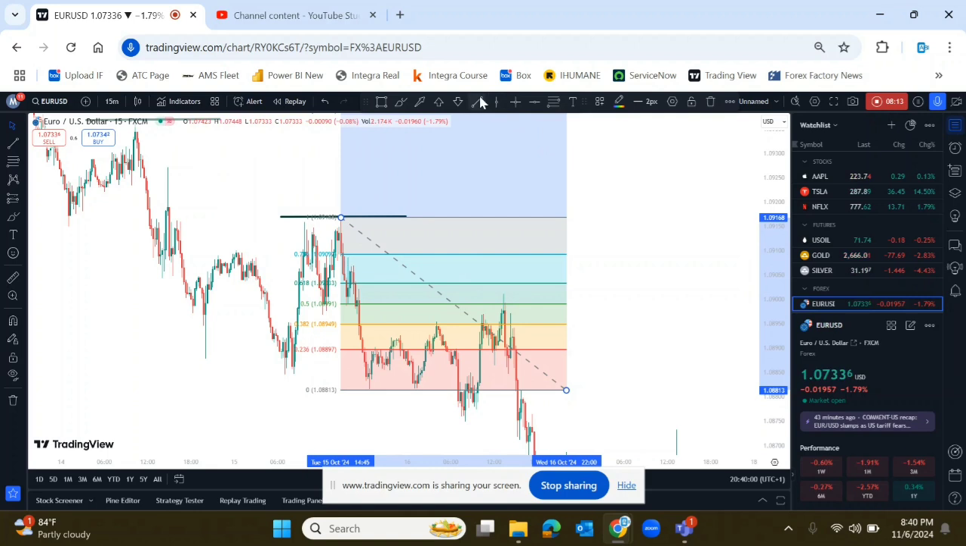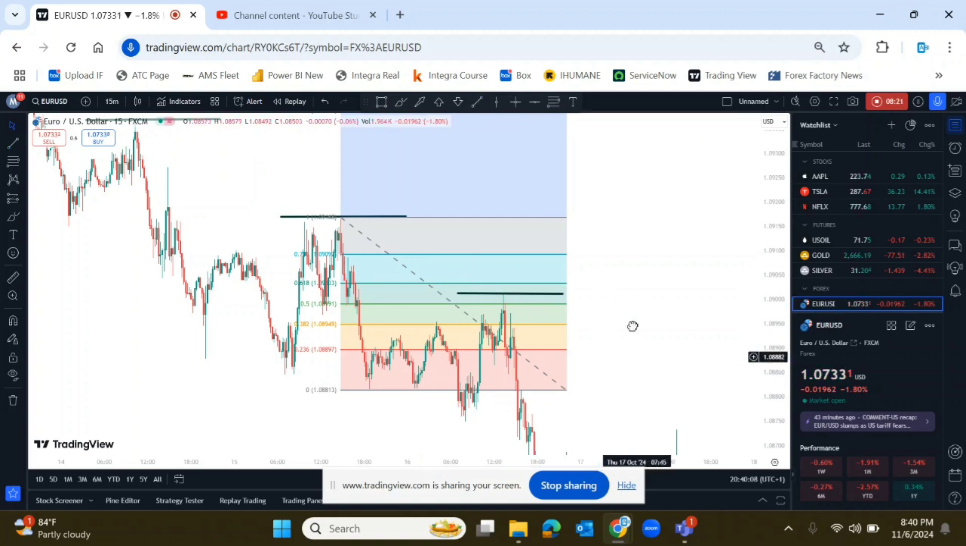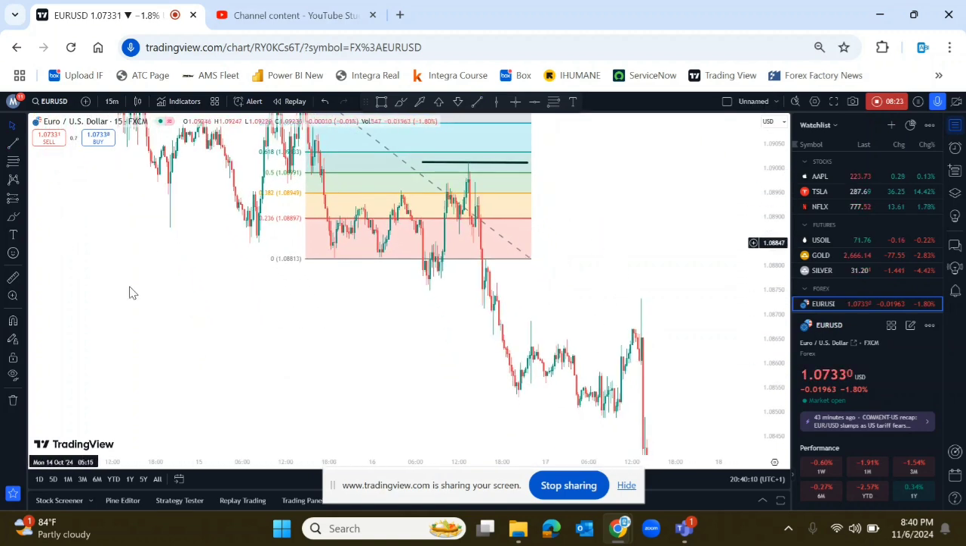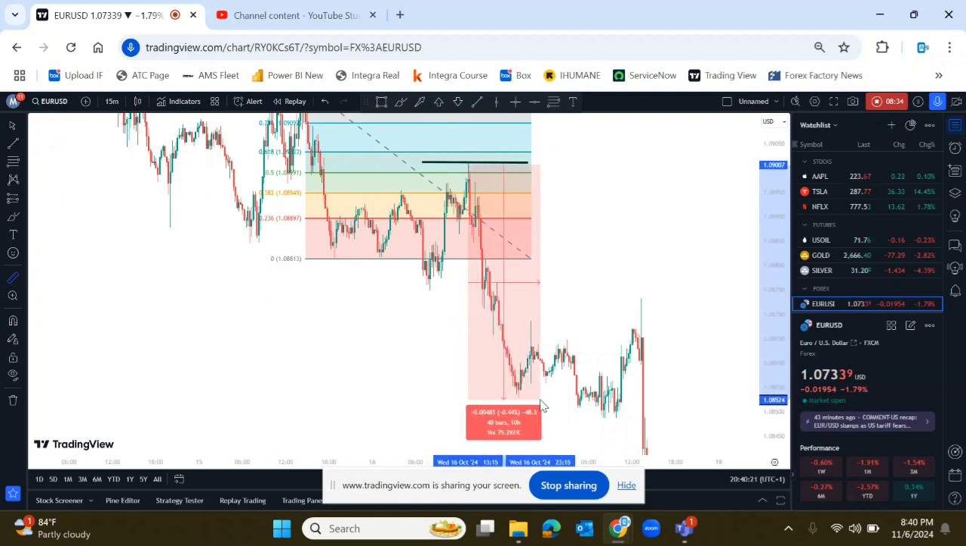Now this is another perfect point of entry. Okay, now look at it. This is another perfect point of entry. Good. If you entered at this point, it came down as far as this point. Now let us measure how many pips this market went down. Okay, now look at it. It went down by about 40-something pips. This will also be another profit that you will be able to make.